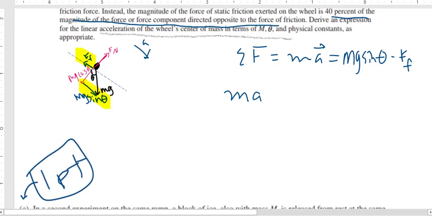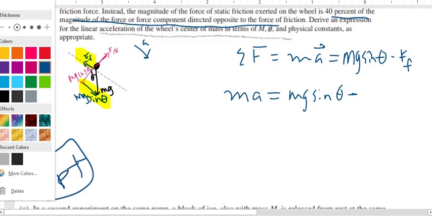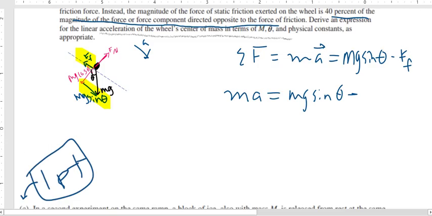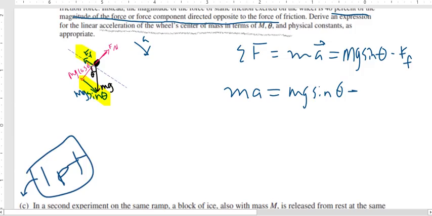So you could just write mass times acceleration equals mg sine theta, weight sine theta, minus... now if you don't know, 40% means 40 out of 100 if you're curious. I know a lot of you know this, but just on the off chance this is one of those things you missed in math when you were younger, 40% equals 0.4.